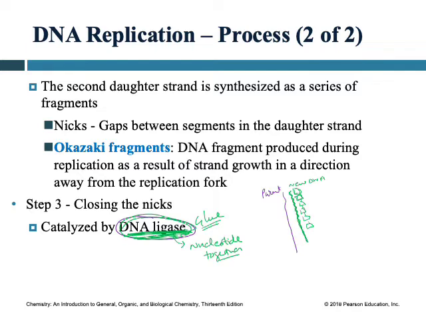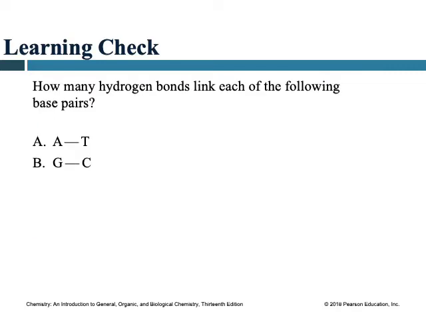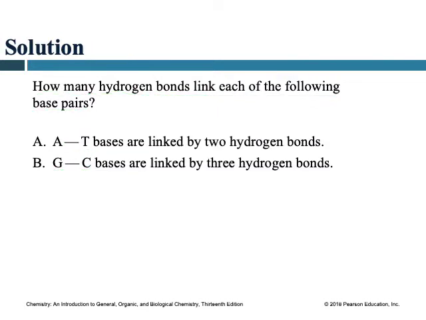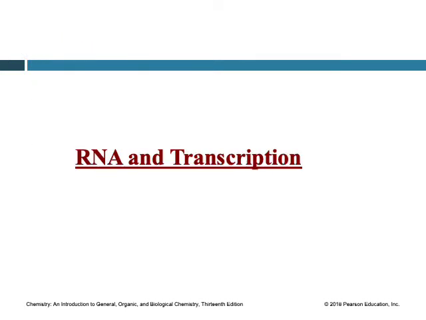Okay, so now let's talk about one of the questions: how many hydrogen bonds link each of the following base pairs? If you have adenine and thymine, how many hydrogen bonds? 2 hydrogen bonds. If you have guanine and cytosine, how many? 3 hydrogen bonds. Right, so you have to make sure you remember this. 3 and 2, we already talked about this.